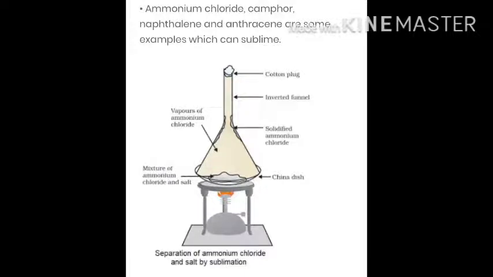The vapor passes through the perforations of the filter paper and gets deposited on the inner surface of the funnel. This is known as the sublimate. The non-volatile component of the mixture, that is common salt, remains in the china dish as residue. The sublimate, that is pure ammonium chloride, is scraped from the funnel with the help of a spatula.